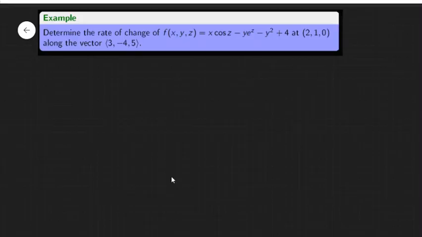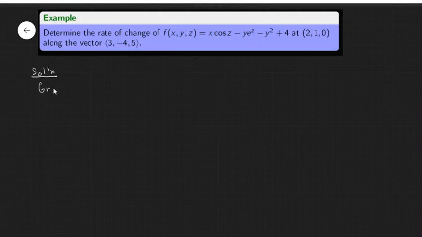Let's do an example. So we have a given function f, this time a function of three variables, x, y, and z, a point of interest, which is 2, 1, 0, and a direction vector, which is 3, negative 4, 5, which is not a unit vector.